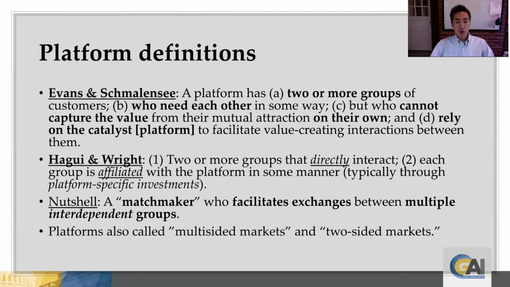So platforms are also called multi-sided markets or two-sided markets. And in a casual sense, that's perfectly fine. In antitrust, when we talk markets, generally it's a term of art. We're talking about relevant product or geographic markets, and so that can introduce a number of issues. So I generally like to just use the term multi-sided platforms or platforms.